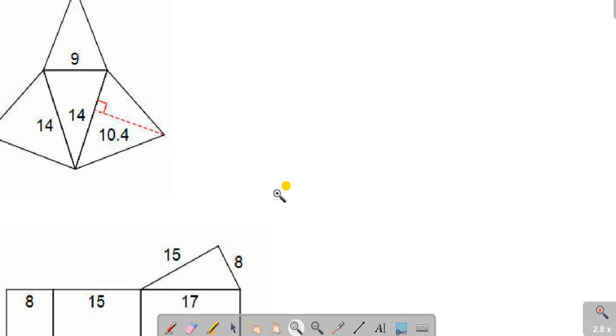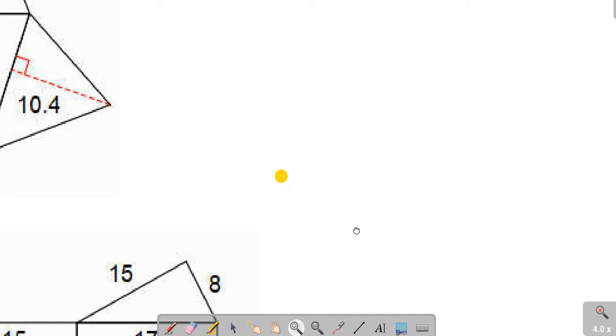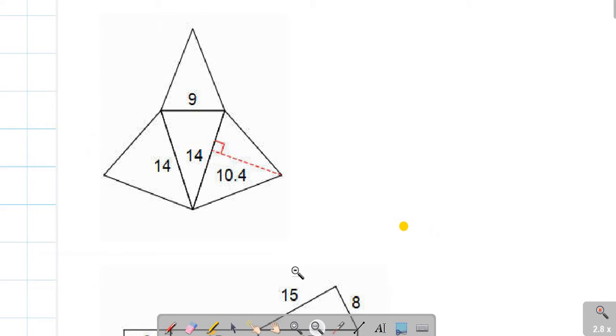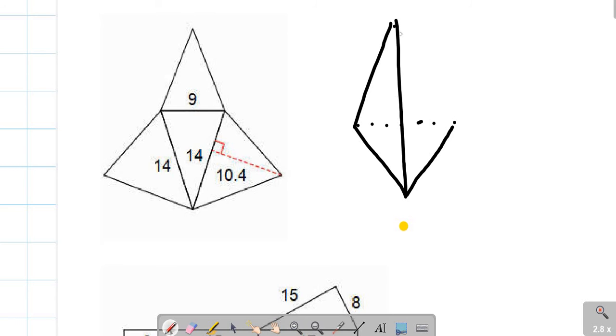This maybe was a little bit trickier. It is, whoops, a little too big. This is a triangular-based pyramid. So this one looks something like this. And then this was 14. 14, that back edge is 9, and then once again that slant height, that's a slant height right there, would go like this, and that is 10.4.